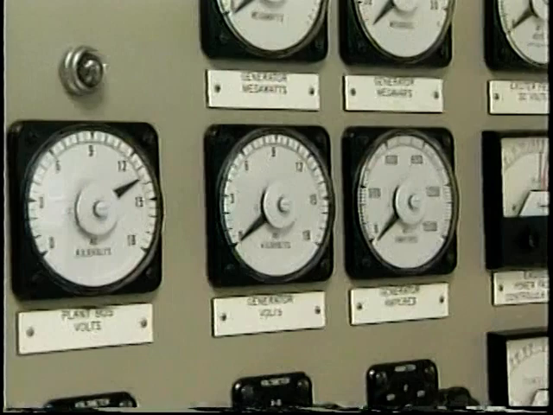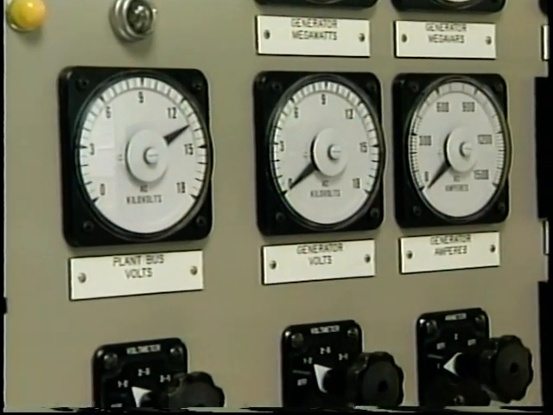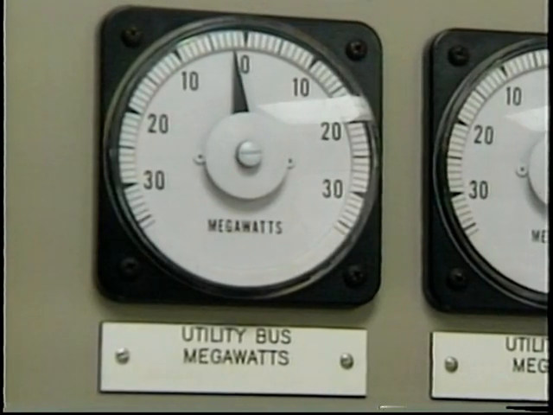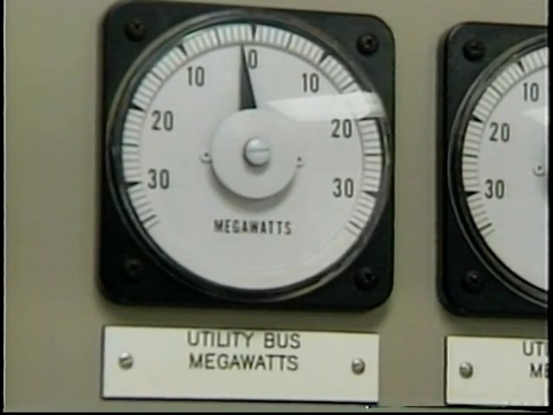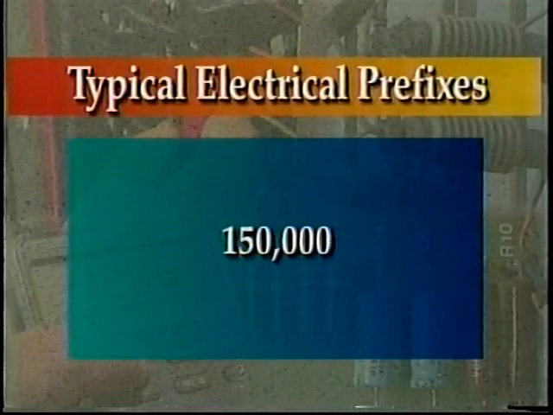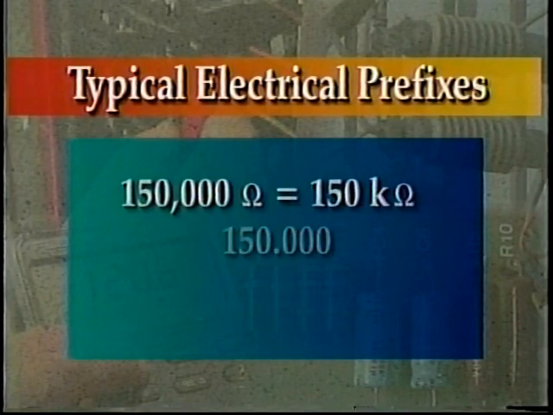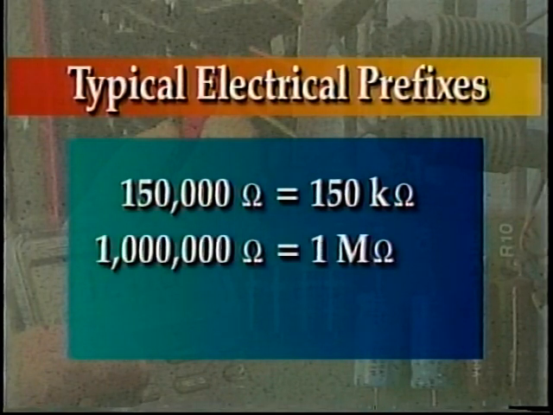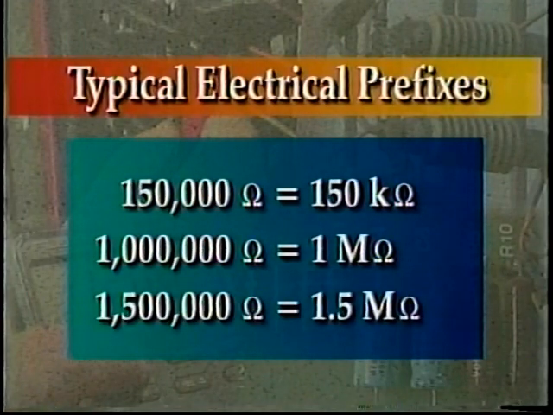Electrical units such as resistance, voltage, and watts are often measured in large values. Typical prefixes used with large electrical values are kilo and mega. To convert larger numbers to simpler terms, the decimal point is moved to the left and a prefix is added. For example, 150,000 ohms equals 150 kiloohms. 1,000,000 ohms equals 1 megaohm. 1,500,000 ohms equals 1.5 megaohms.